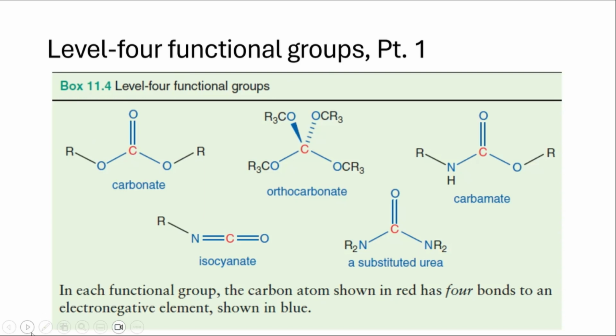Next, we have the isocyanate. So we have the carbon here, and it's doubly bonded to nitrogen and doubly bonded to oxygen. And that nitrogen then is bonded to an R group. And finally, we have our substituted urea.